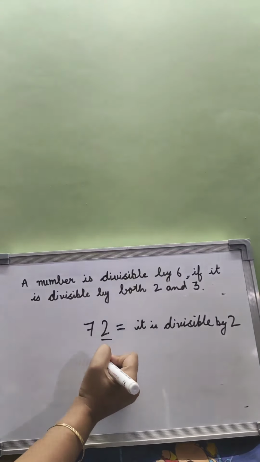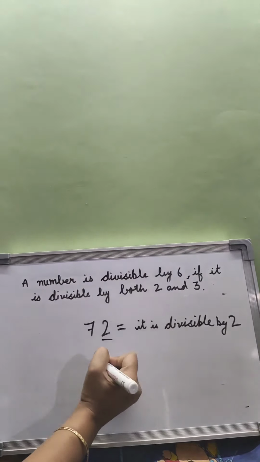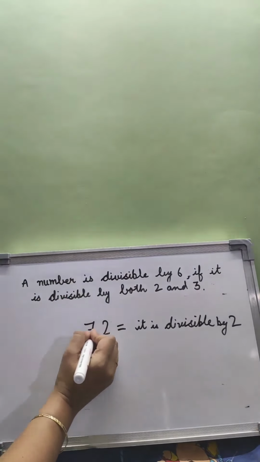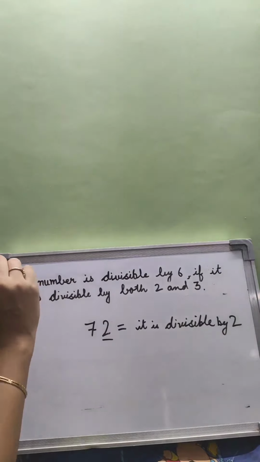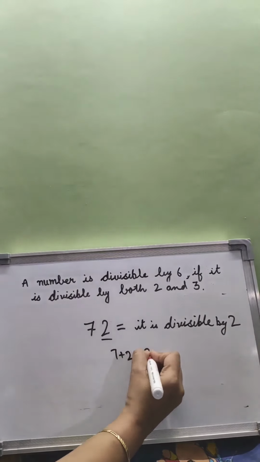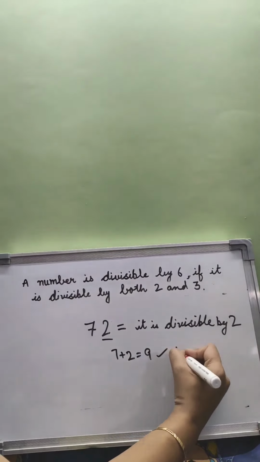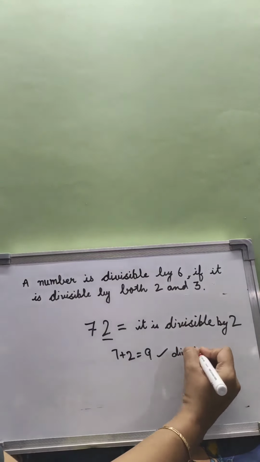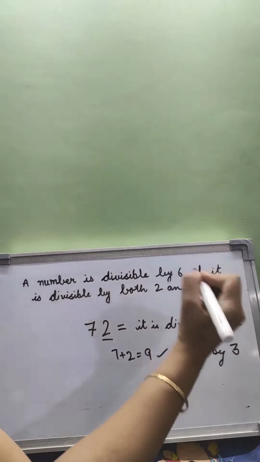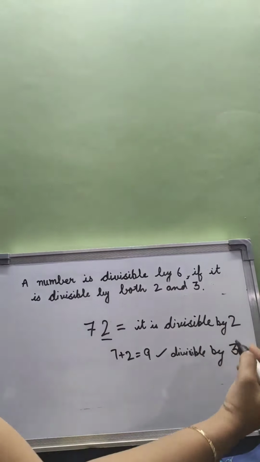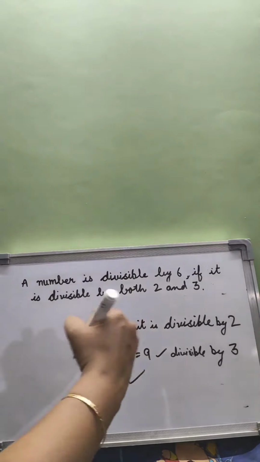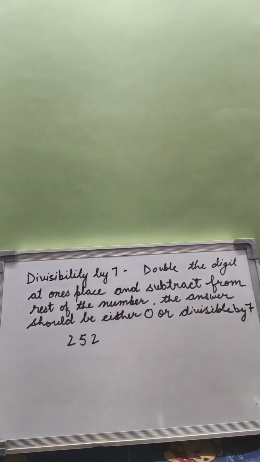Now we'll check the divisibility by 3. What is the rule of divisibility by 3? The sum of the digits should be divisible by 3. So 7 plus 2 is 9, and 9 is divisible by 3. So that means it is divisible by 2, it is divisible by 3. So 72 is divisible by 6.